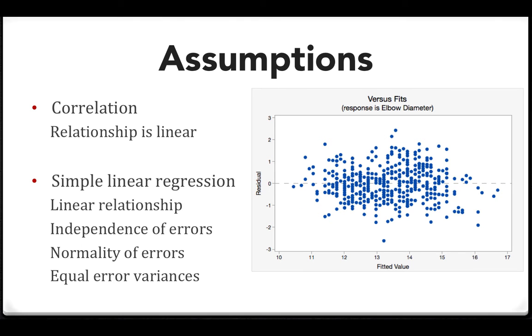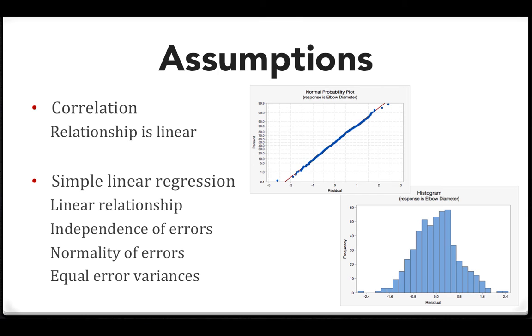The second assumption is independence of errors. This means that the errors, which are also known as the residuals, are not correlated with the predicted values. From earlier this semester, you might remember that the residual is the difference between the observed and predicted y value. In other words, y minus y hat. This plot is known as the plot of residuals versus fits. When we look at this plot, we should see no relationship.